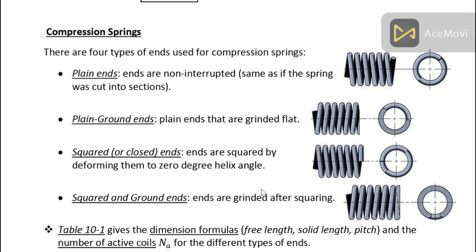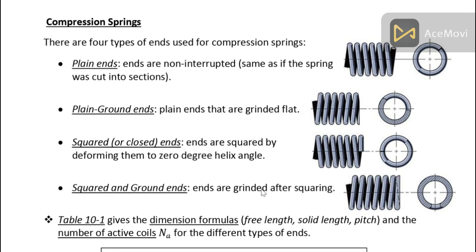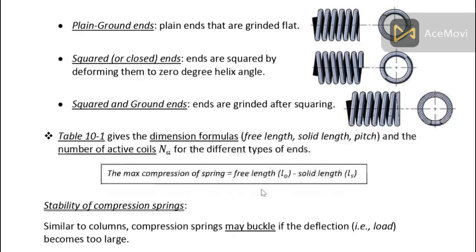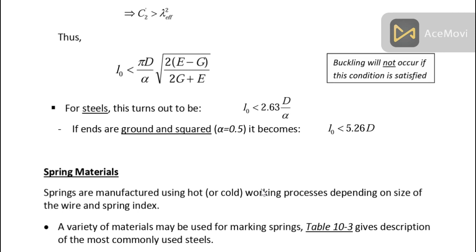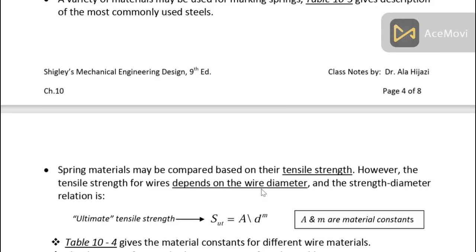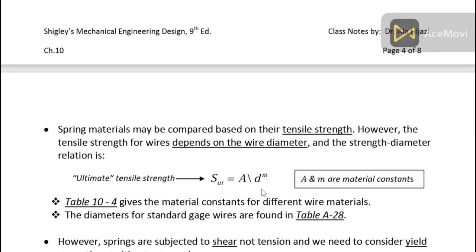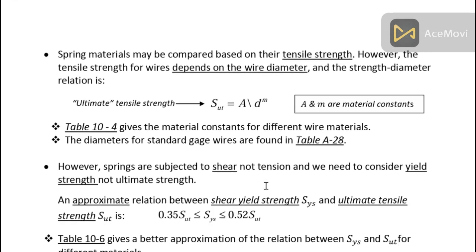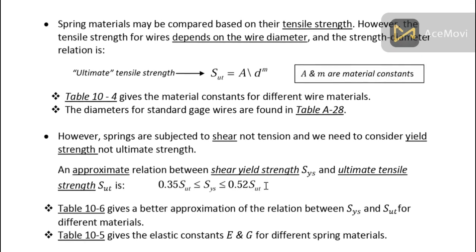Compression springs have different end types: plain ends, plain ground ends, square closed ends, and square ground ends. These are not the topic of our video. You can see them in the context. So finally we get the L0 value, which is equal to 2.63 D by alpha. The ultimate tensile strength is given by Sut, which is equal to A by d to the power m. A and m are basically material constants. You can find them from the tables.